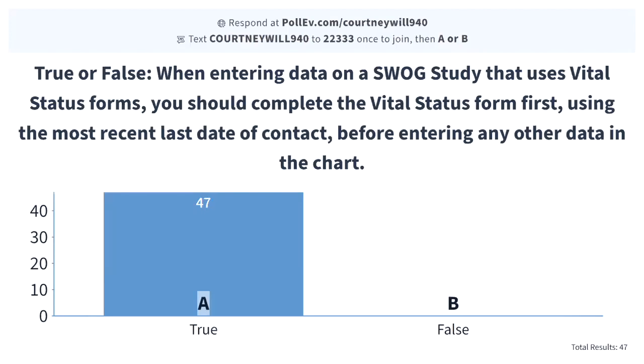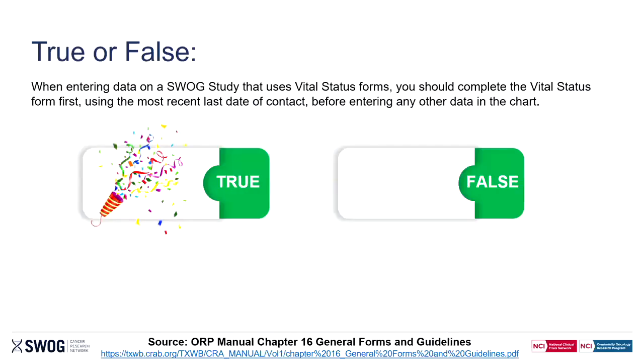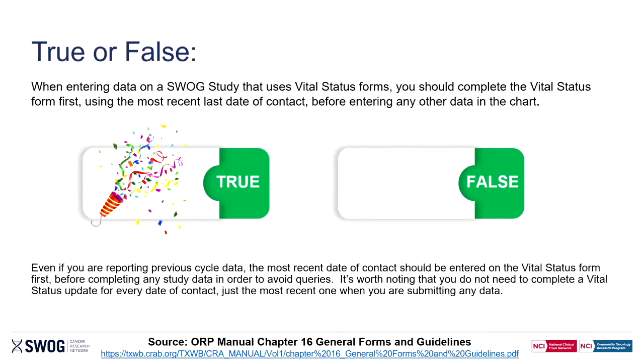And unanimously, overwhelmingly unanimously, not one person for false. Man, it'd be cool if it was false, but it's not, it's true. Without a doubt, we have covered this thoroughly in the meeting, but yes, always enter your vital status form first before entering any other data. Even if you are reporting previous cycle data, the most recent date of contact should be entered on the vital status form first before completing any study data in order to avoid queries. It's worth noting that you do not need to complete a vital status update for every date of contact, just the most recent one when you're submitting any data.